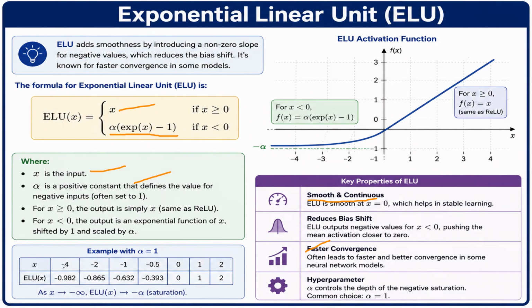So if x is equal to minus 4, ELU of x is equal to minus 0.982. So again here we are overcoming the disadvantage of the dying ReLU problem. If x is equal to minus 2, this is the value. If x is equal to minus 1, it is minus 0.632. So here you can see there is no dying ReLU problem in ELU also.